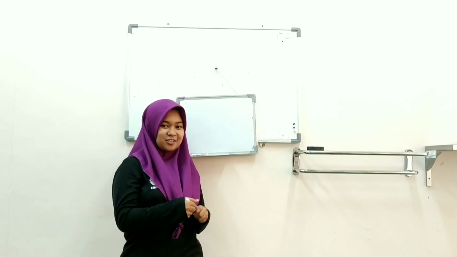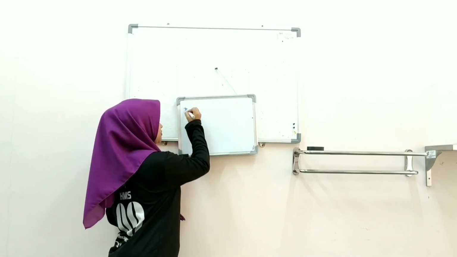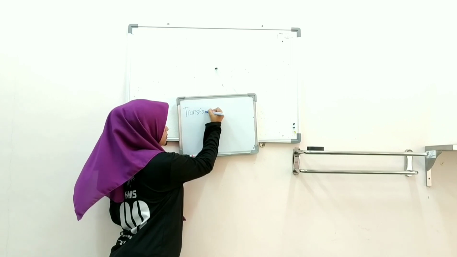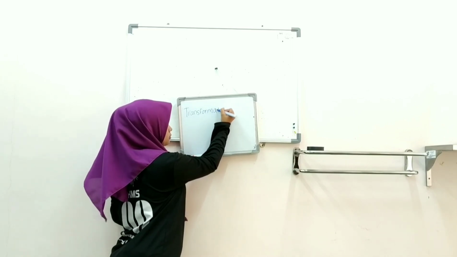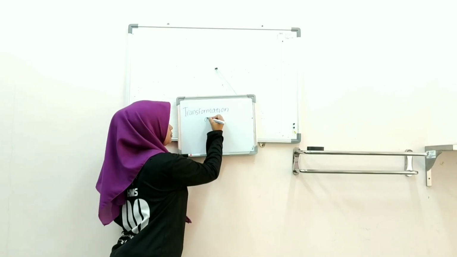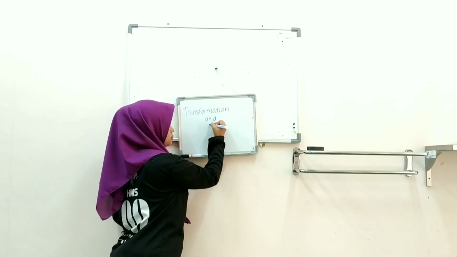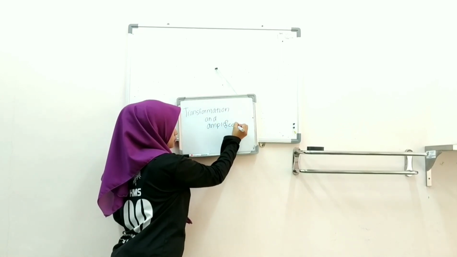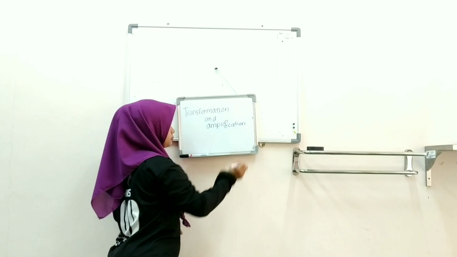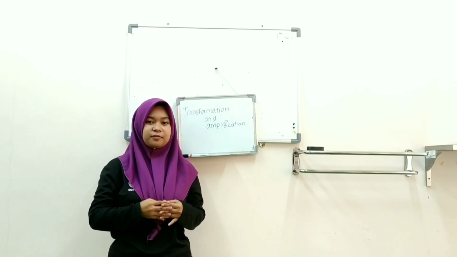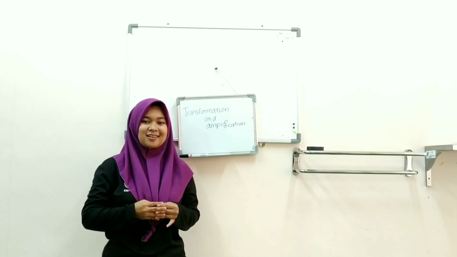The fourth stage is transformation and amplification. At this stage, the recombinant DNA is introduced to bacterial cells.